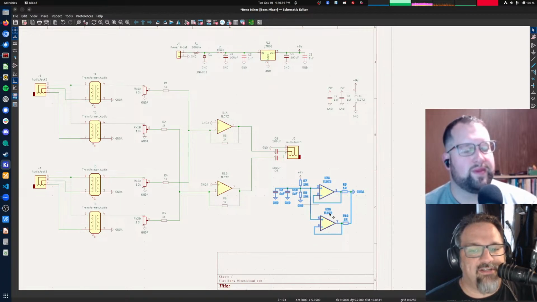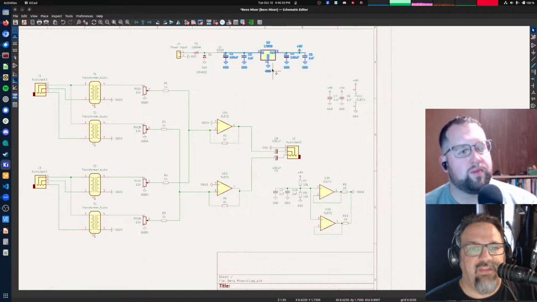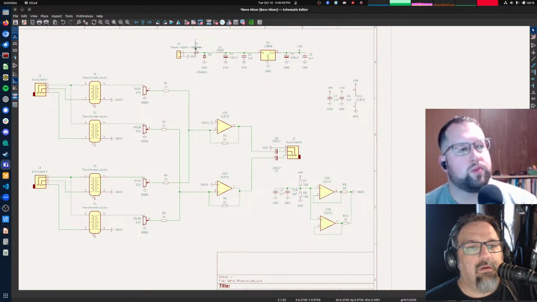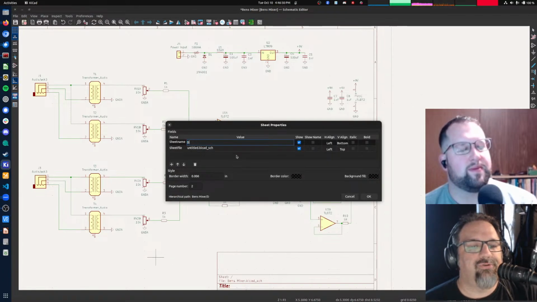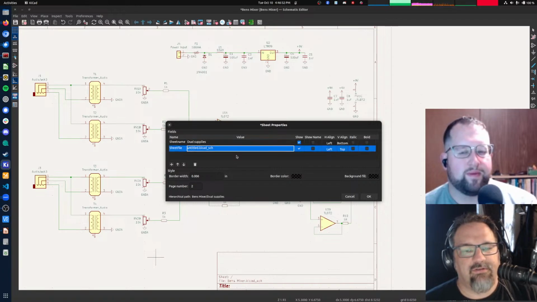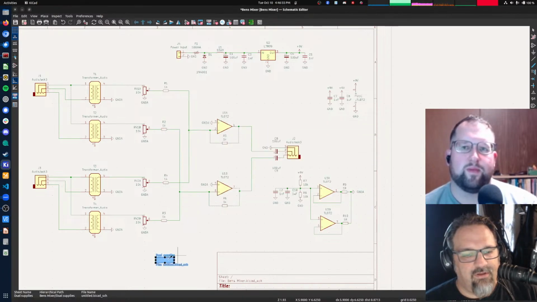So this would go away entirely, and this would be replaced with a bridge rectifier, then 2 copies of all of that, except with a different chip here, a 7909. So let's draw it. It won't take long. Add a hierarchical sheet. Dual supplies. Sure. Go there. Okay.